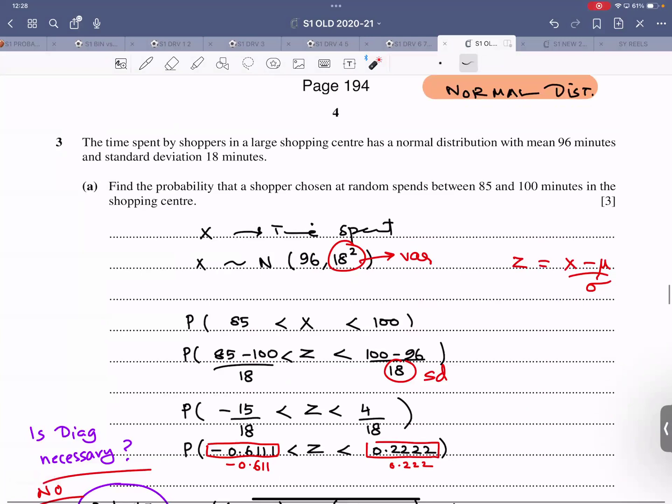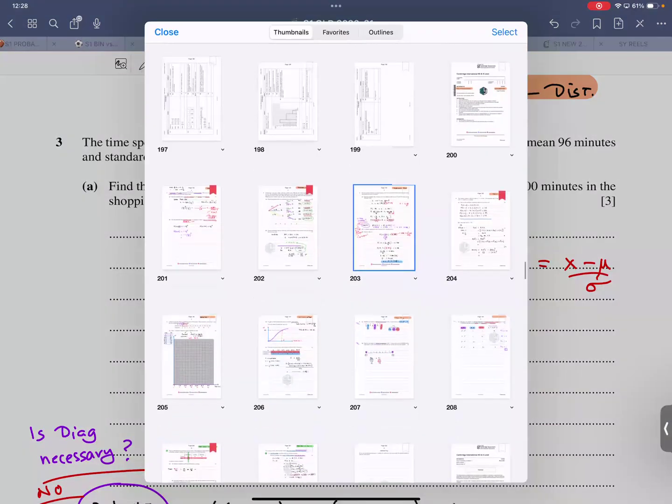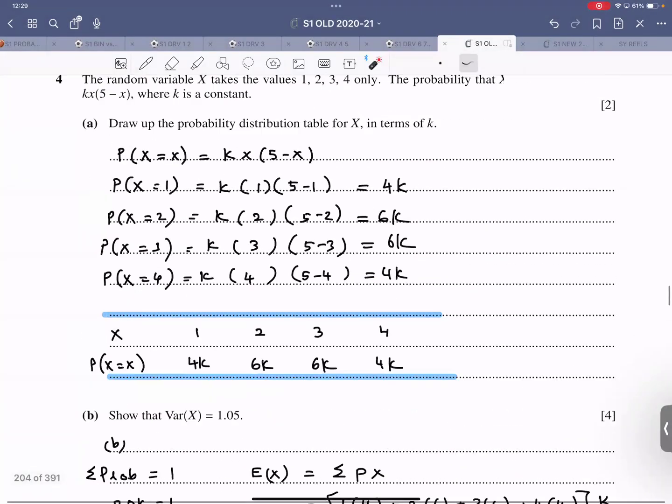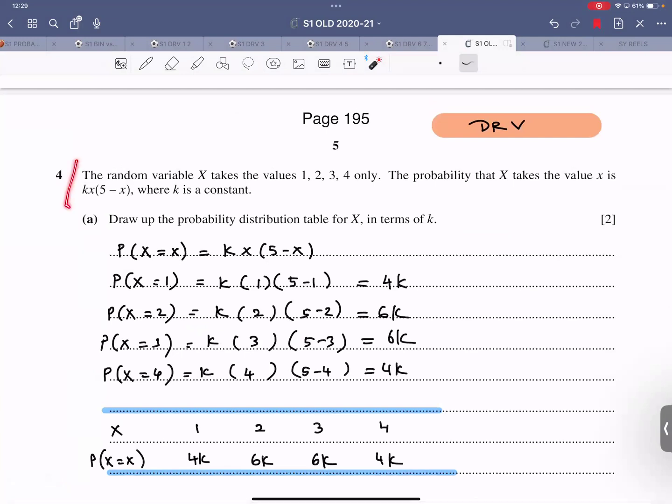This is basic too. We just focus on this. Okay, now let's look at this. The random variable x takes the value 1, 2, 3, 4 only. The probability that x takes the value x is given by this formula where k is a constant. Draw up the probability distribution table for x.